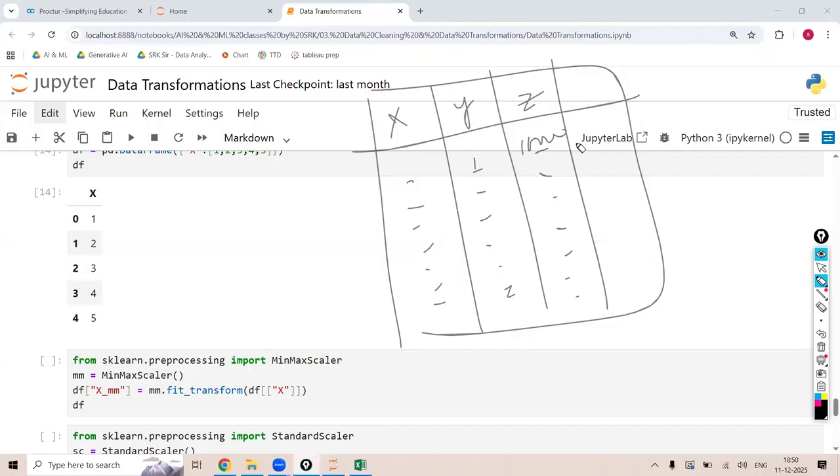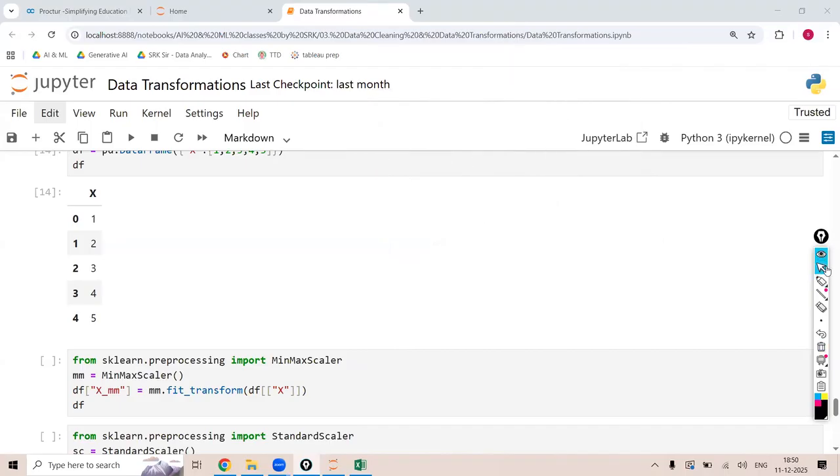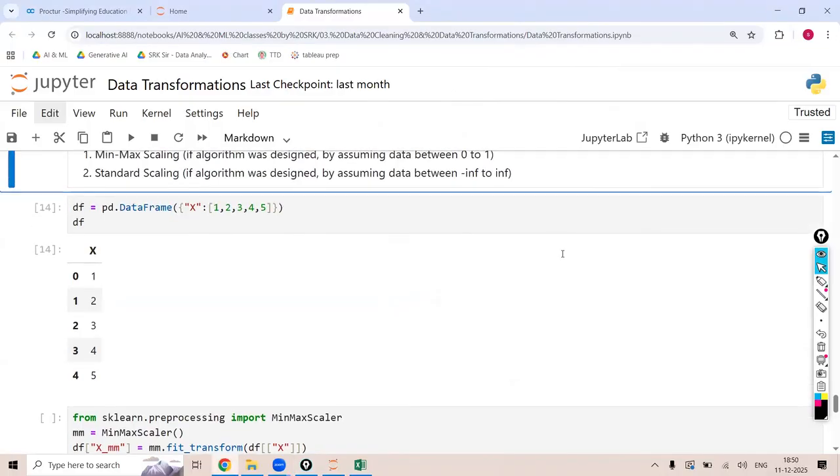If there is a one digit difference, for example here 1, 2, 3, and here 10, 20, that is not a problem. But here you have single digits, and on the other side you have 3 to 4 digit numbers. In this case, the machine will think that this column is more important and will give more weightage to it. Point is clear, everyone? So whenever you have big numbers compared to small numbers, you have to do the scaling.